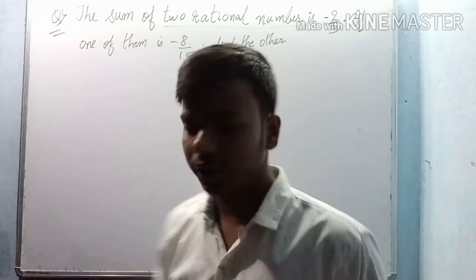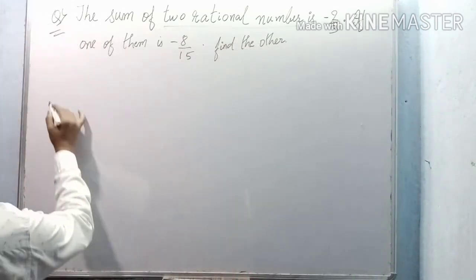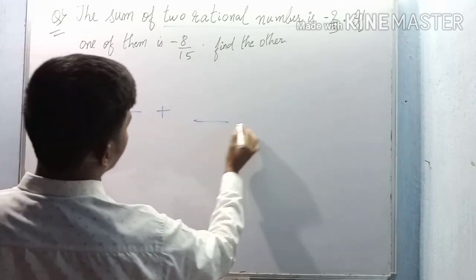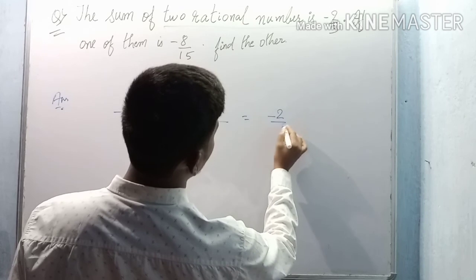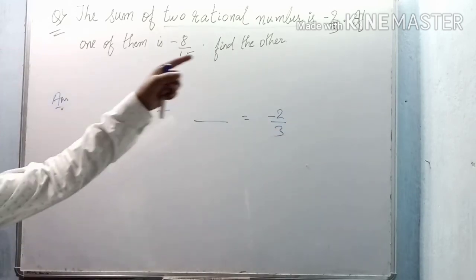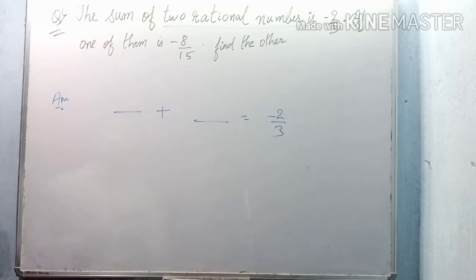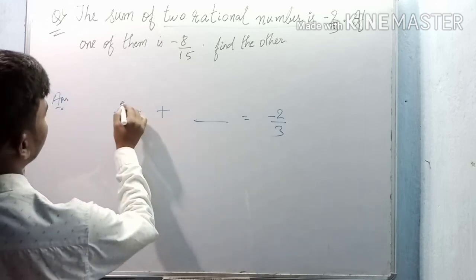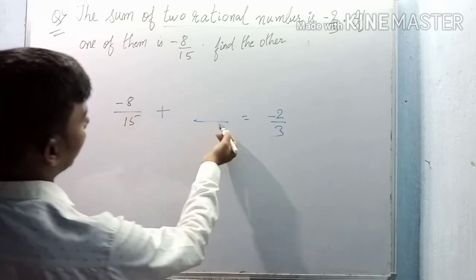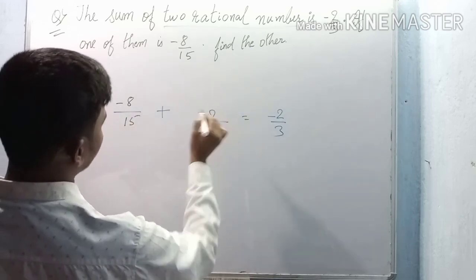So here it is given that the sum of two rational numbers is minus 2 by 3, and one of them is minus 8 by 15. Okay, we have to find the other number. What will the other number be?